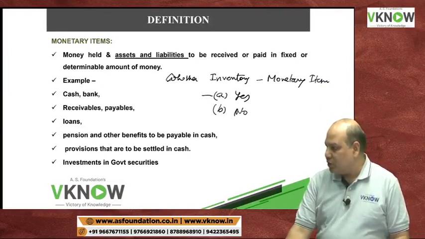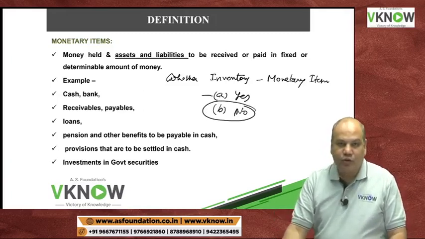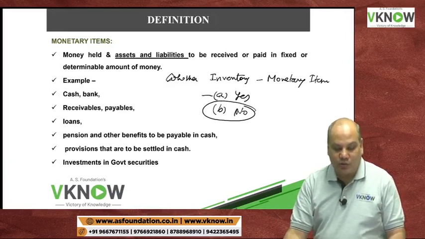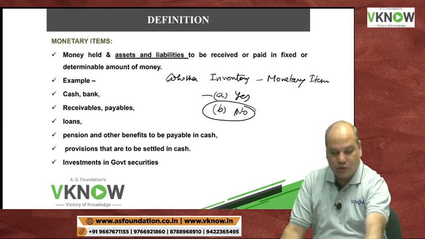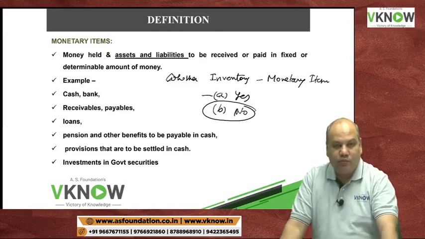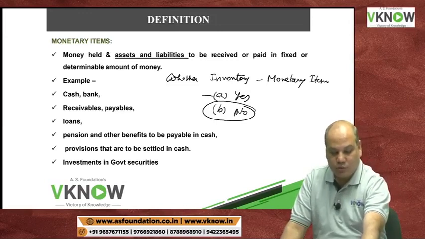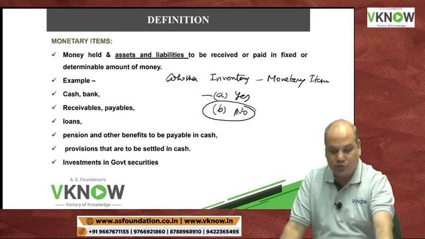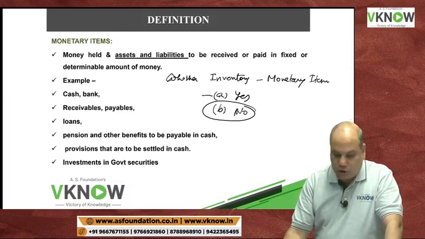So please tell me, the answer is no. The student is right. Inventory does not have a fixed amount. Your value can go up or your value can go down. Stock value today is 5000 rupees. The stock value tomorrow can be 10,000 rupees also. It depends. So therefore, inventory is not a monetary item.